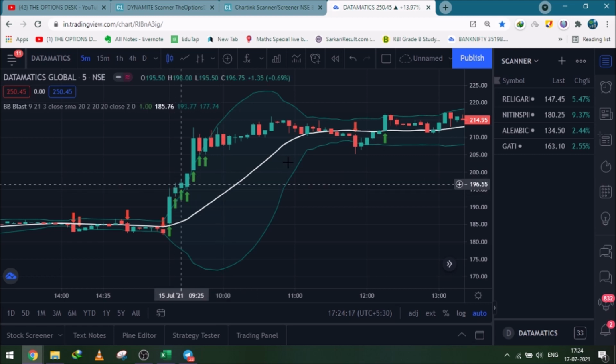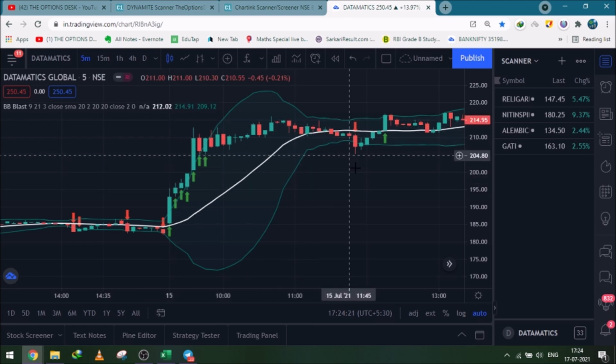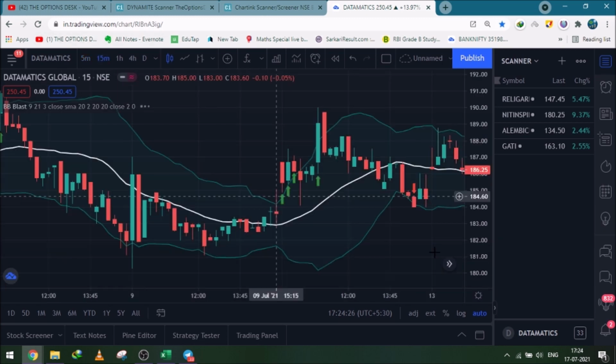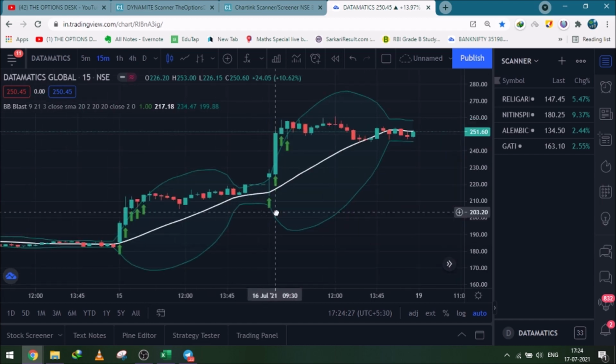So the move was very good. That is approximately 14 points from 196 to 210. That was the Data Matrix Global. Now the other thing that you can take into the trade is the 15-minute chart. Now let me show you how you're going to take the trade on the 15 minutes.